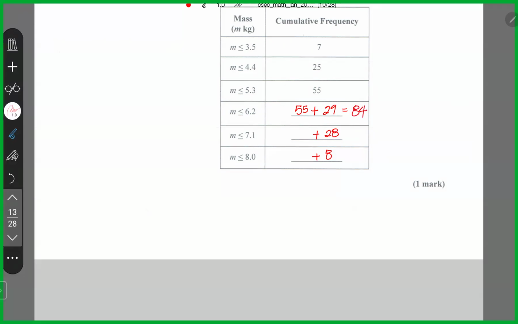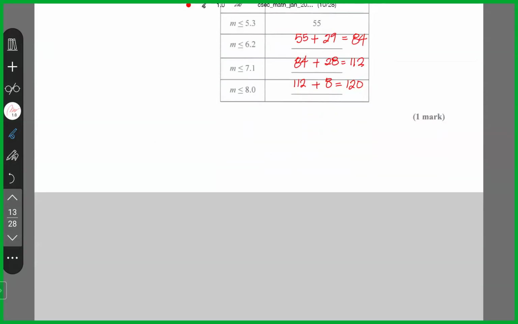Now 84 plus 28, the cumulative frequency here is 112. Now 112 plus 8, the cumulative frequency here is 120. And that helps show that we're accurate, because the frequency must add up to 120.